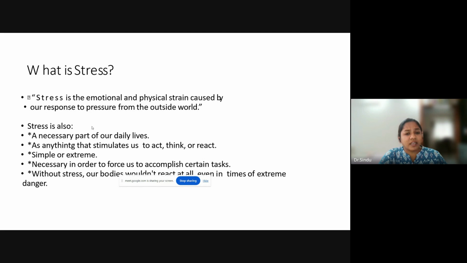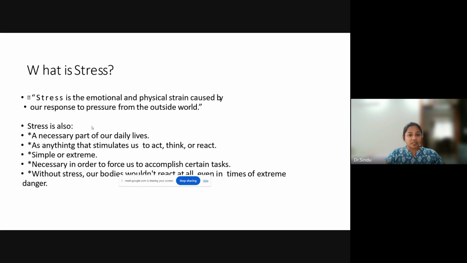In our daily life, for whatever work we are doing, we get stuck somewhere or show our anxiety towards another person or in ourselves. That leads to stress. Whenever we are facing problems, we also face psychological problems, emotional problems, and some health issues. That may sometimes lead to stress. So stress is the emotional and physical strain caused by our response to pressure from the outside world.